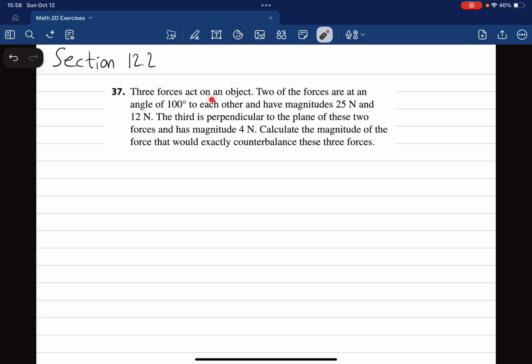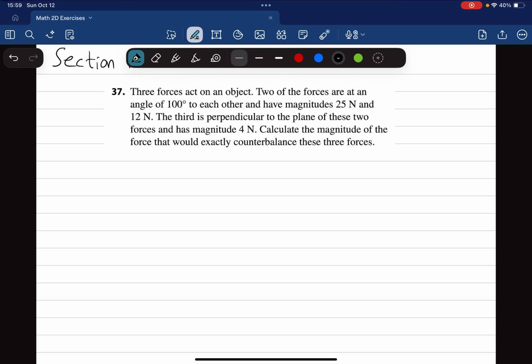Three forces act on an object. Two of the forces are at an angle of 100 degrees to each other and have magnitudes 25 newtons and 12 newtons. The third is perpendicular to the plane of these two forces and has magnitude 4 newtons. And we're asked to calculate the magnitude of the force that would exactly counterbalance these three forces.